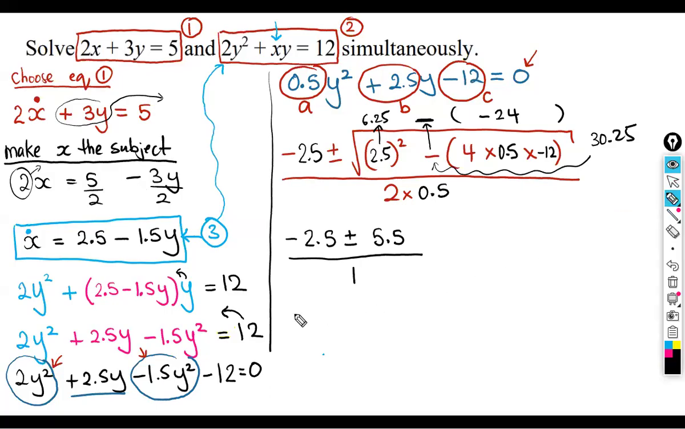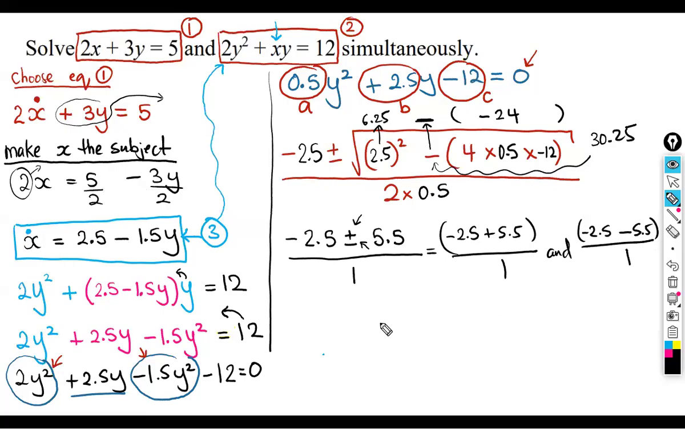Now get your two answers for y. You're going to use the positive and then the what? Minus. Right? So you could say minus 2.5 plus 5.5 in brackets divided by 1, and then do what? Minus 2.5 minus 5.5 divided by 1. And you'll get your two answers for y. We're not solving for x right now. Our quadratic had y. So when we solve and we get our two answers, both will be y.